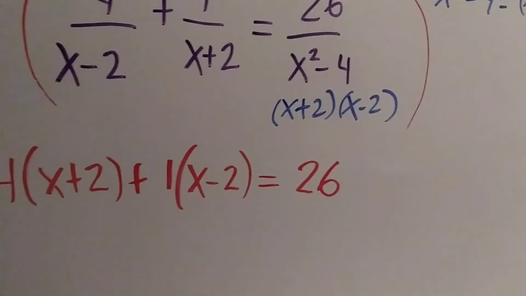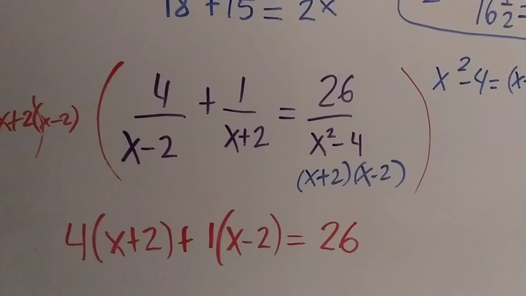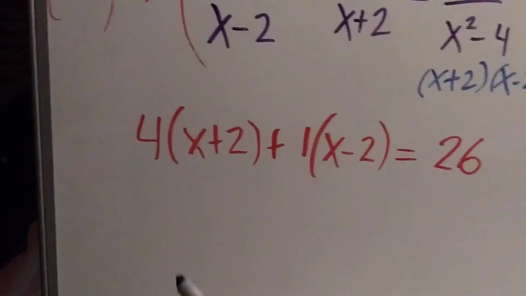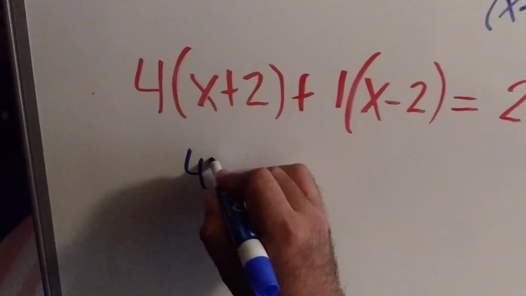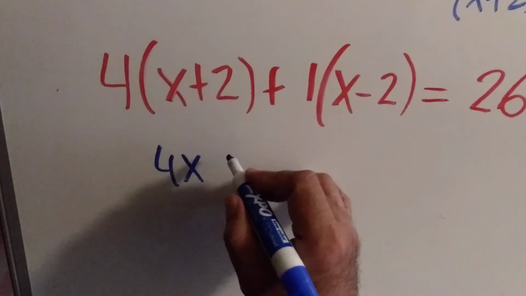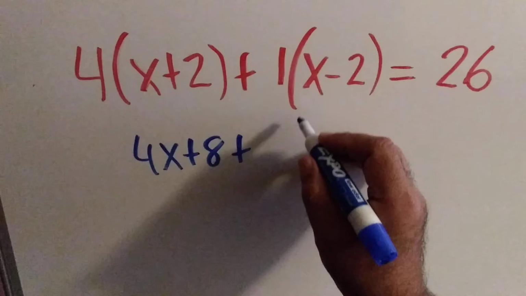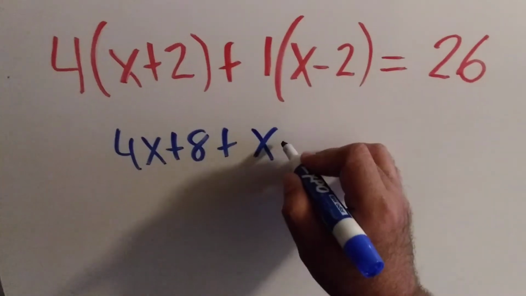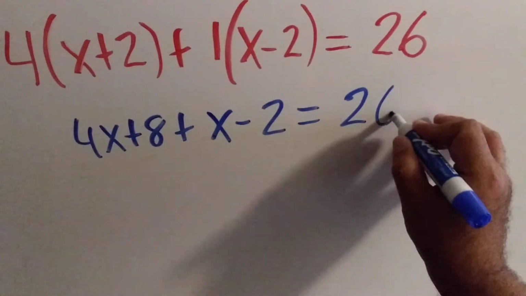Okay, so let me go ahead and distribute now the terms that are in front. So look, 4 times x gives us 4x. 4 times 2 gives us positive 8. Plus, this is 1 times x, or just x, minus 2, equals 26.